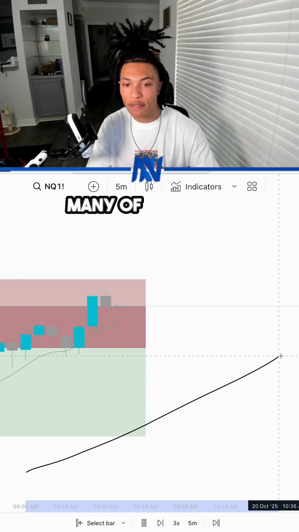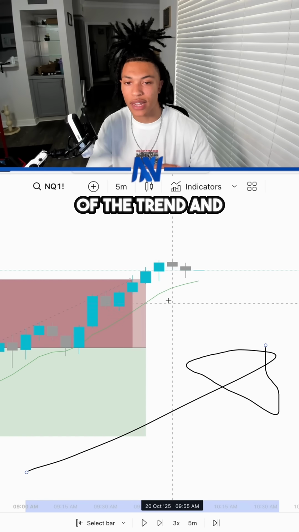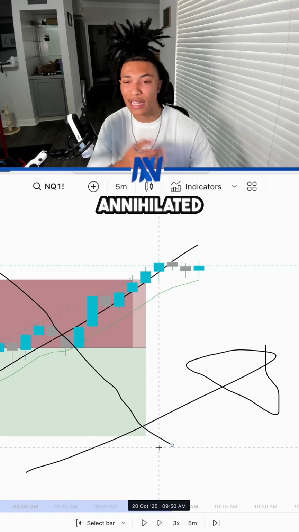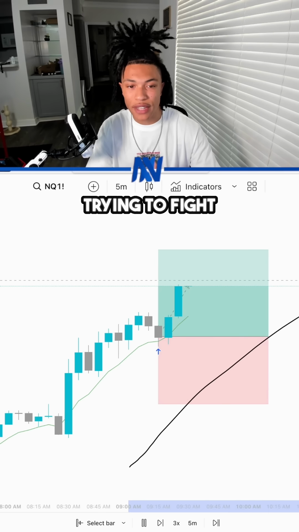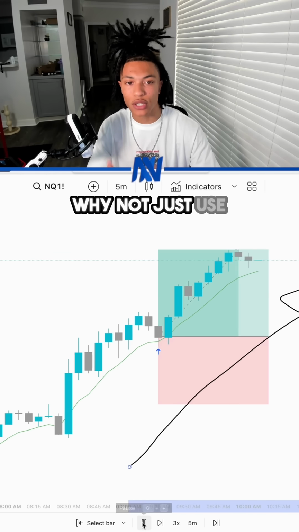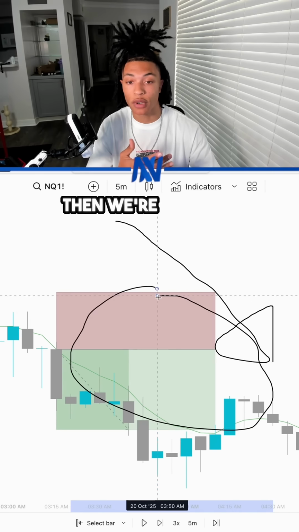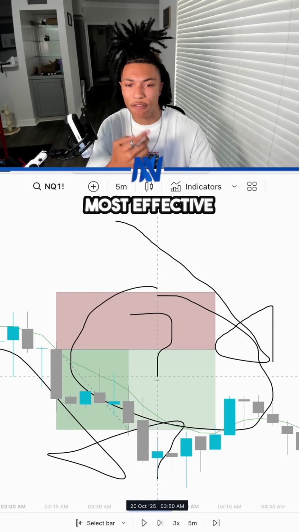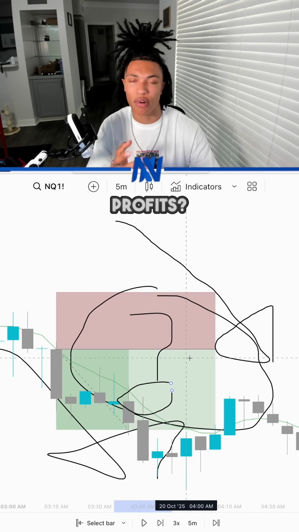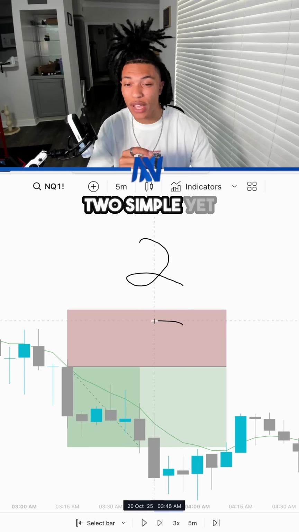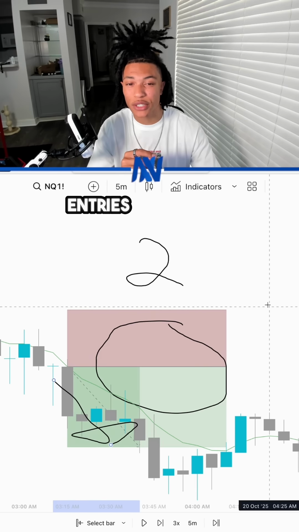As traders, many of us ignore the current direction of the trend, and as a result, we get completely annihilated by the market. So instead of trying to fight the trend and go against it, why not just use it to your advantage? Now, some of us may already know that if the market is going bearish, then we're looking for bearish entries. But what is the most effective way to find these entries to gain profits? Now, let me show you two simple yet easy steps to gain high quality entries as a trader.